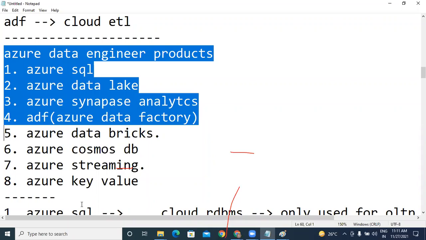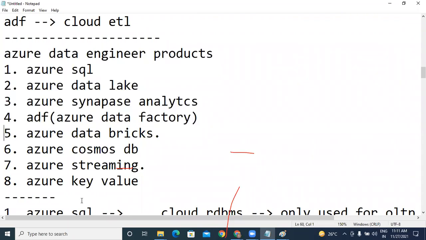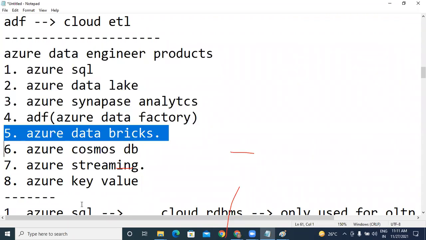SQL means SQL. There is no difference between normal SQL and this SQL, but this SQL is on cloud. Once you know SQL, data lake, Synapse Analytics, and ADF, okay, you can enter into the industry. If you are already an ADF developer, then the next step, Databricks. Okay, now I am ADF. Suppose if I am an ADF developer, to which other products do I need to be exposed?